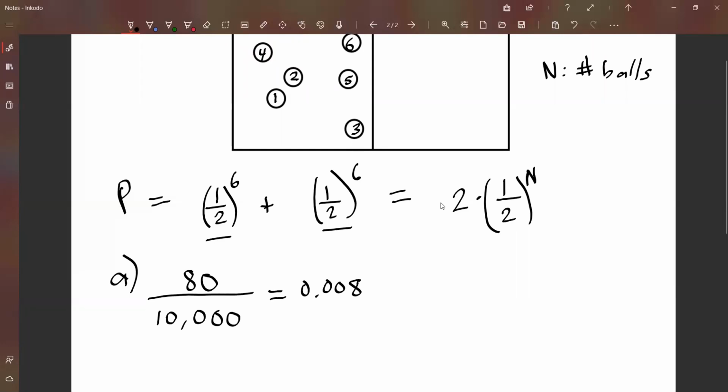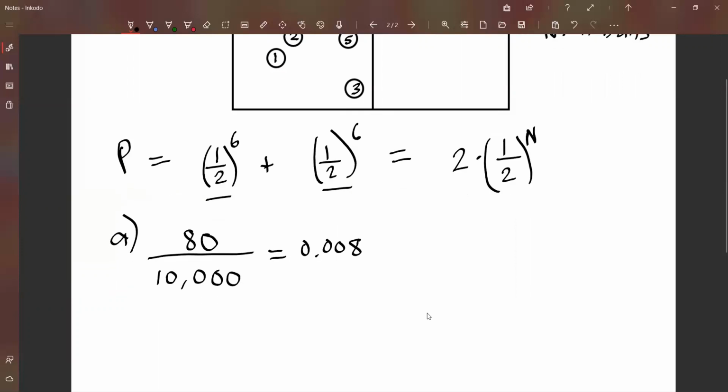And that tells us already that we've got more balls than just six, because with six balls, you have a 1 in 64 chance of finding all of them in one box, and that's greater than 0.8%. So we've got more balls than six, but way fewer than 50, because with 50 balls, the probability would be practically zero. So it's somewhere in between, probably a lot closer to six balls.